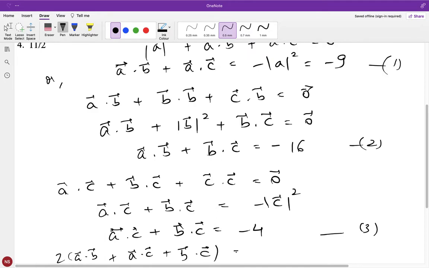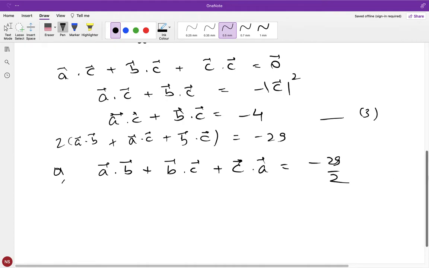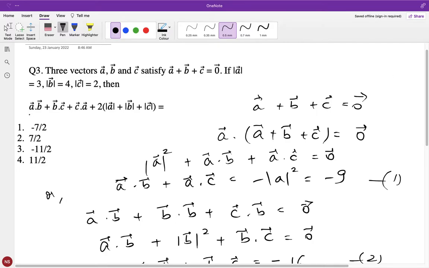2 is already common outside, so minus 9 minus 16 is minus 25 minus 29, or A dot B plus B dot C plus A dot C, or C dot A, which is one and the same thing, is minus 29 by 2, right? This is what has been asked here. And the second part is very easy. You just put in the value of mod A, mod B, mod C. What do you get? This is minus 29 by 2.